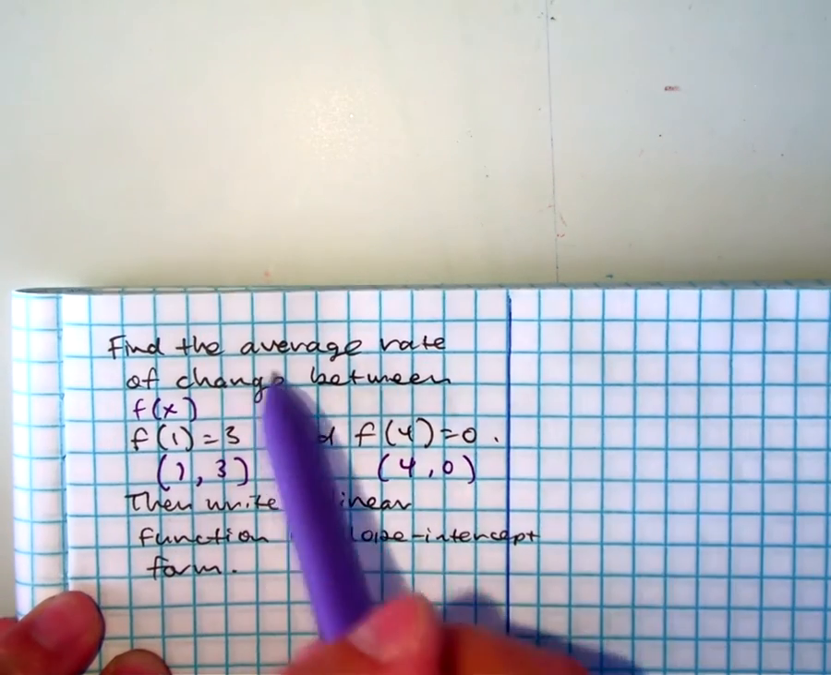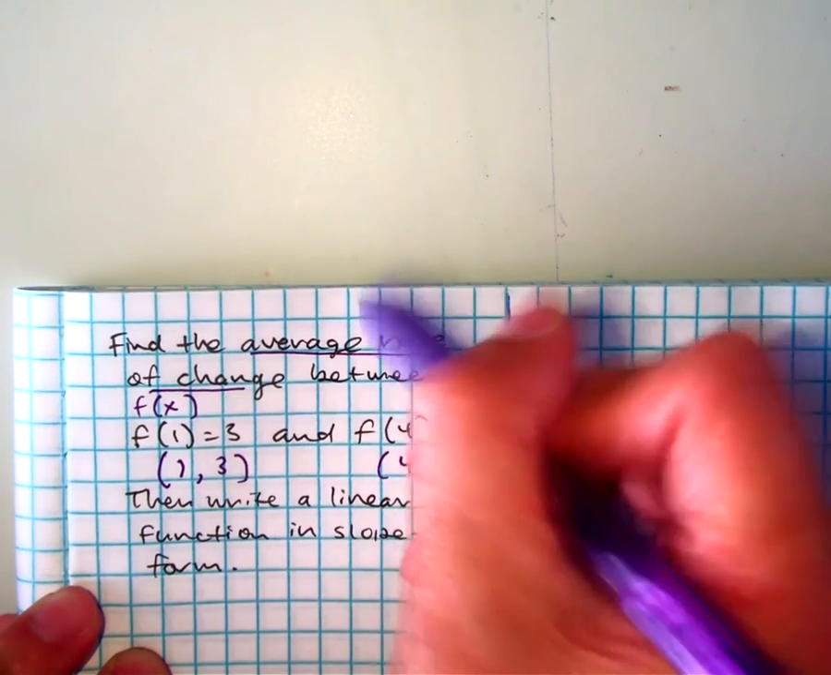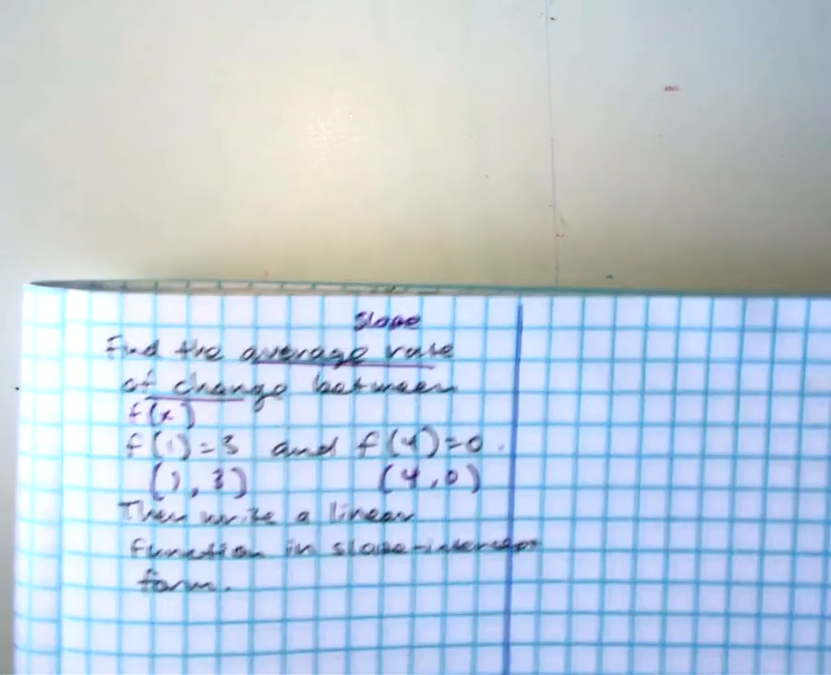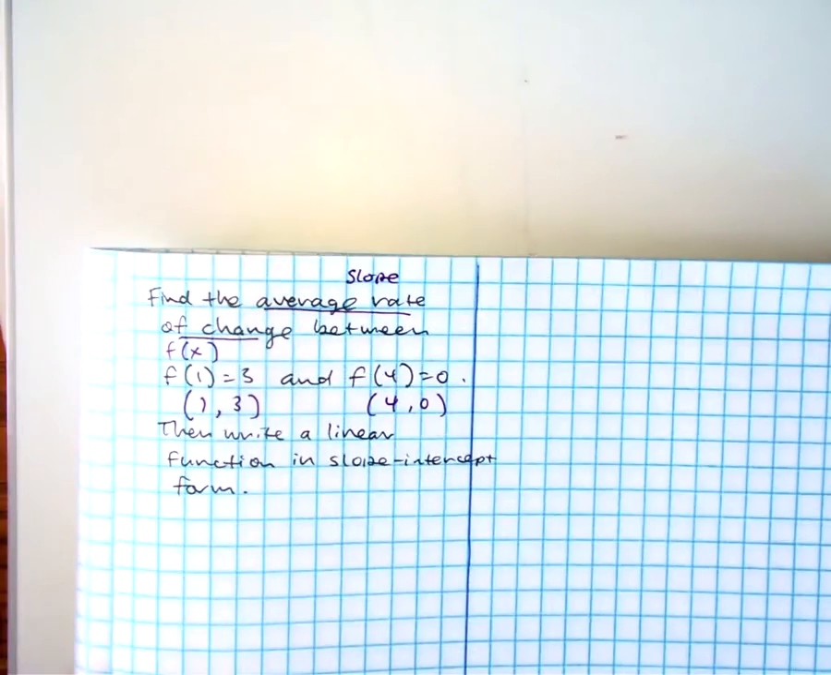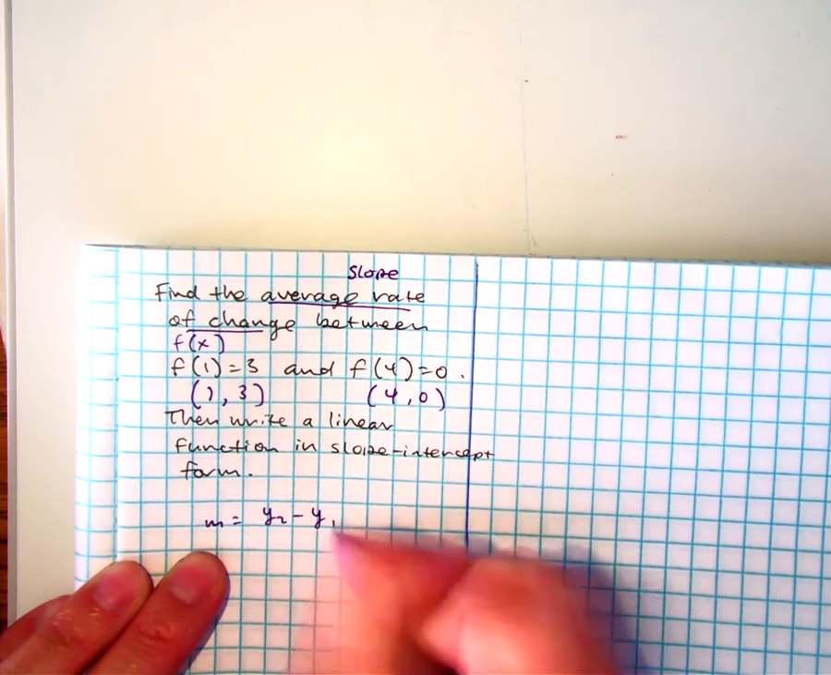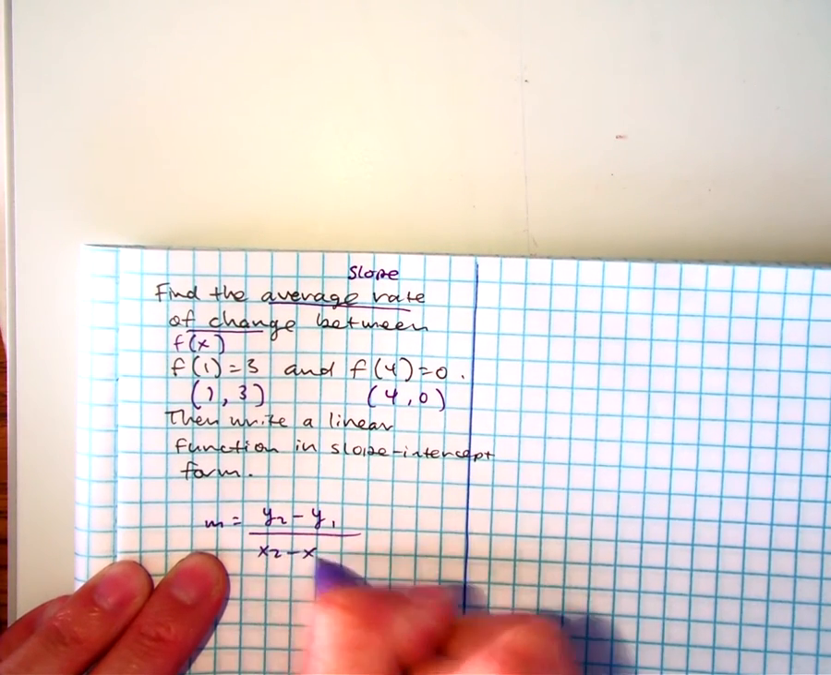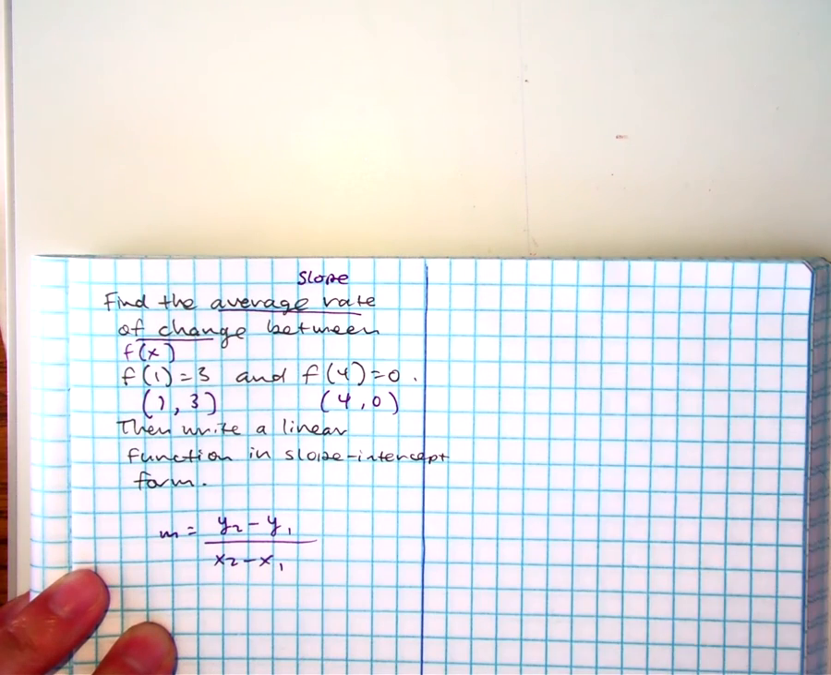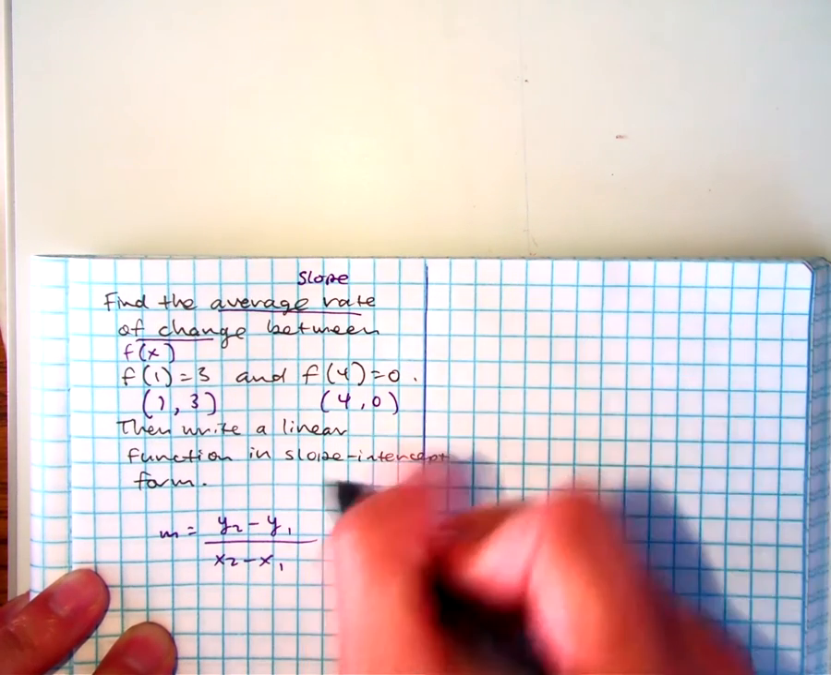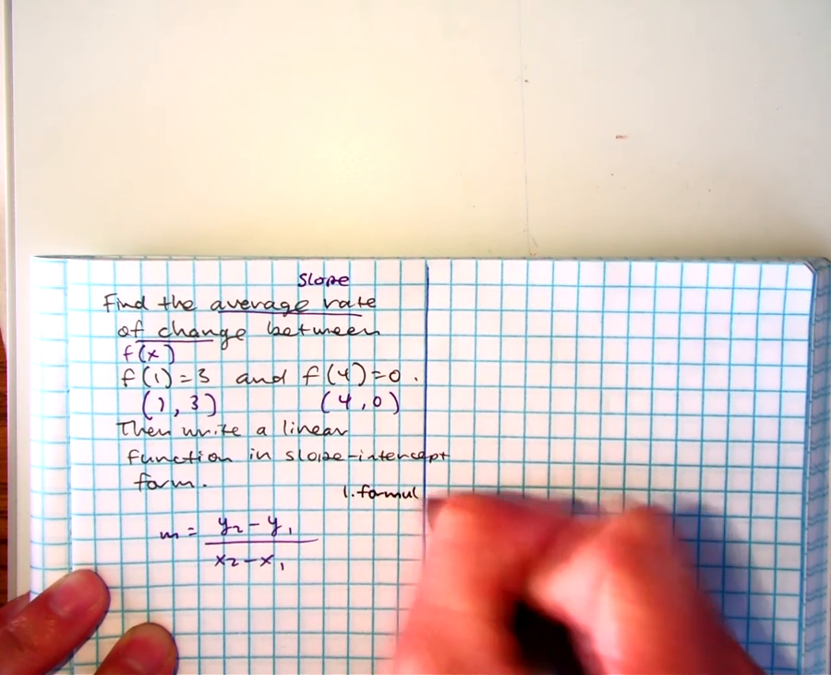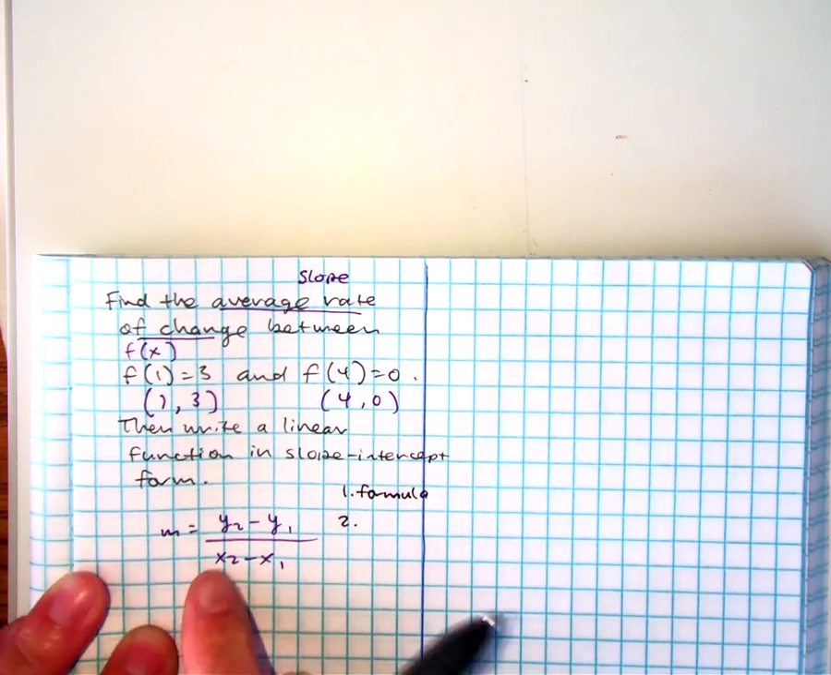So basically the average rate of change is just another word for the word slope. So let's go ahead and find that. Slope is y2 minus y1 over x2 minus x1. So the first thing I'm going to do is I'm going to write down the formula. Everyone say formula. Every single problem write down the formula, just like that.